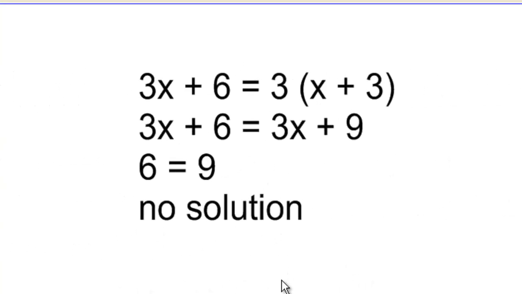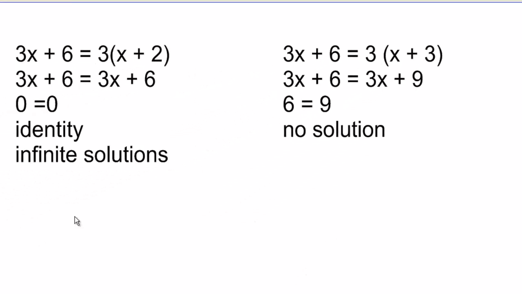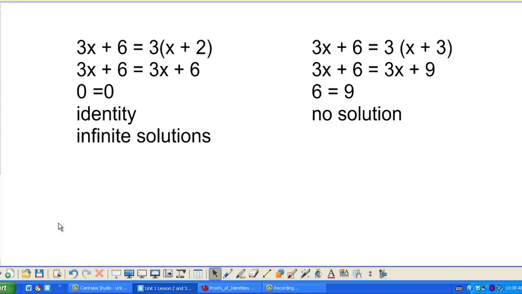Versus the right-hand side that you see on the screen, where I have 3x plus 6 equals 3 times x plus 3, the 3x's are going to cancel, leaving you with 6 equals 9. That is not a true statement, so there's no solution. So the idea of identities or identity is something that you have experienced in the past, and now we're going to apply it to trigonometry.